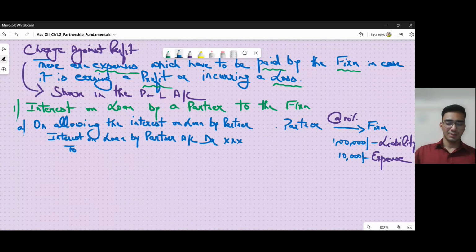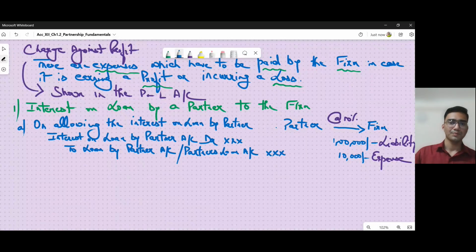To loan by partner account. Okay, this is also referred to as partner's loan account. Okay, so this is the journal entry which we have to remember in this case on allowing the interest on the loan by the partner. This is the journal entry. Interest on loan by the partner account debit to the loan by the partner account or partner's loan account.